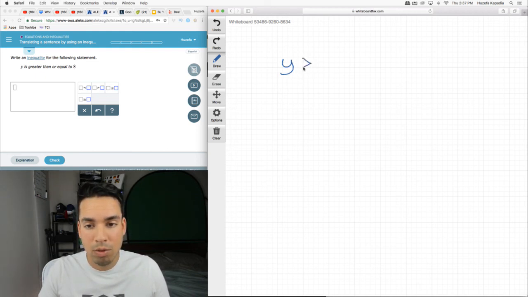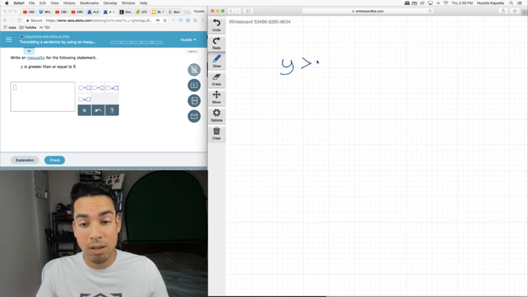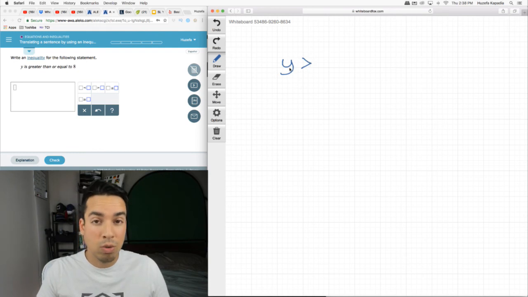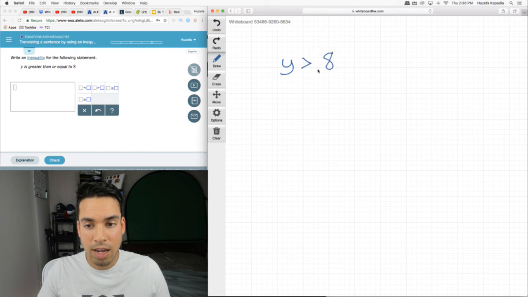The greater than symbol goes that way. The mouth is opening that piece. So if I say Y is greater than something, the alligator mouth is going towards Y. If it was just greater than 8, it'd be greater than 8. But it says greater than or equal to. To signify the equal to, we put a little line underneath it. Now it can be greater than or equal to.